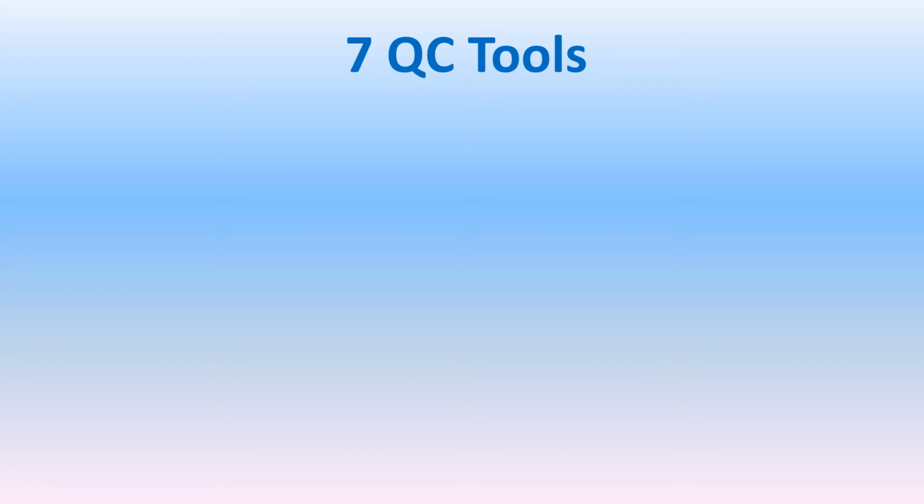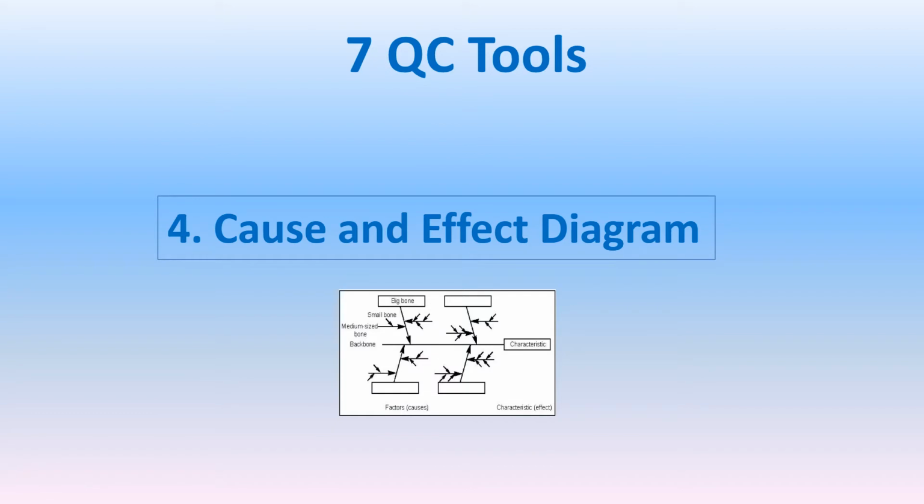In this video we are going to learn 7 QC tools. The fourth tool is the cause and effect diagram, which is used for identifying the various causes of the problem and finding the linkage between primary and secondary causes. Okay, let's study the cause and effect diagram.